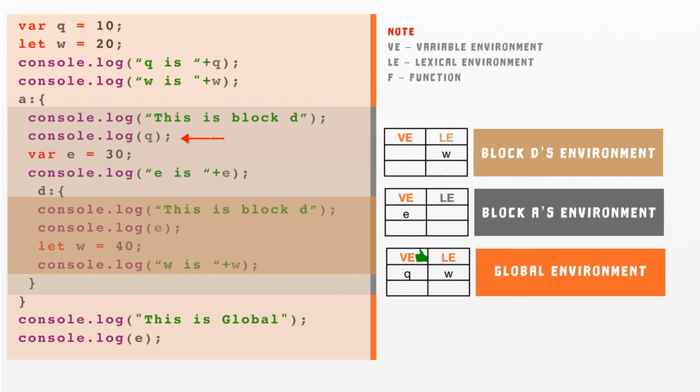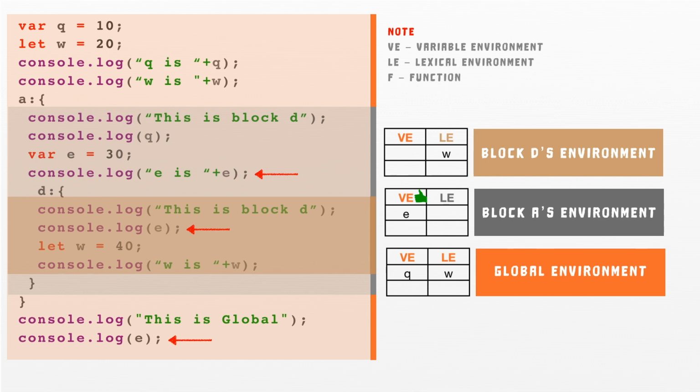So block A has access to this environment. So it is going to print the value to be 10. And even in this statement, it is going to print the value to be 10. And coming to this statement, here we have declared variable E to be 30, right? And it is in the variable environment. So in all of these three statements, the value of variable E is 30.